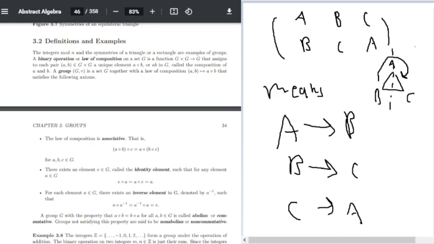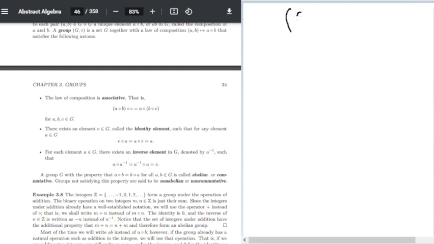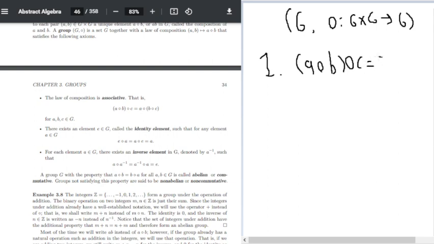A group G, under composition, is a set G together with a law of composition, A, B is sent to A composed with B, that satisfies the following axioms. First, the law of composition, actually I'm going to write out the full definition here, because this definition underlies everything we do in group theory. So we have G and a function called composition from G times G to G that satisfies one. If I remember, the first, the law of composition is associative. We have A composed with B composed with C equals A composed with B composed with C.